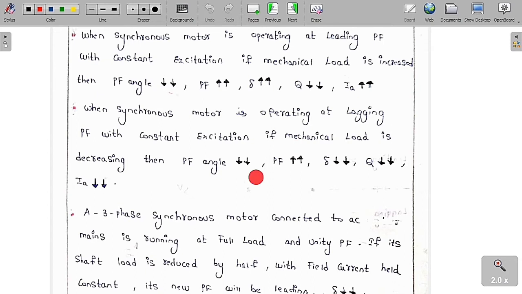So these are the things that you always need to keep in mind. If you keep in mind the phasor diagram, then you can answer any question that they are asking in the examinations.